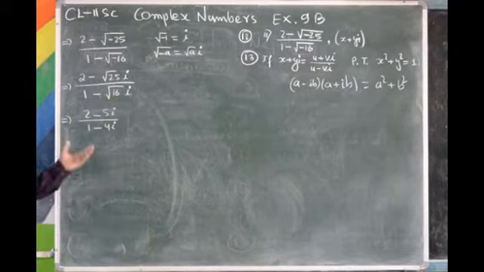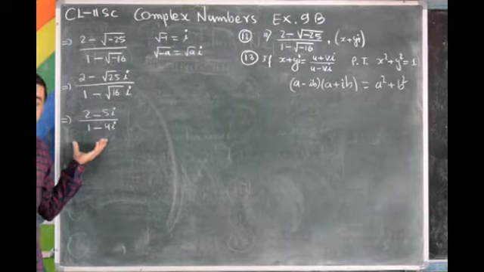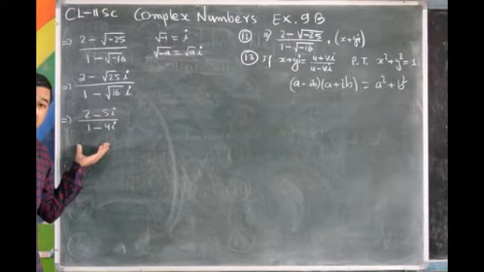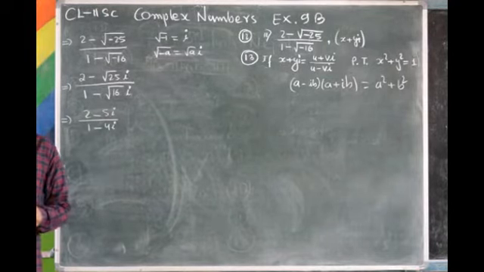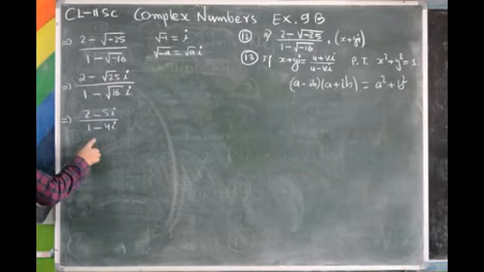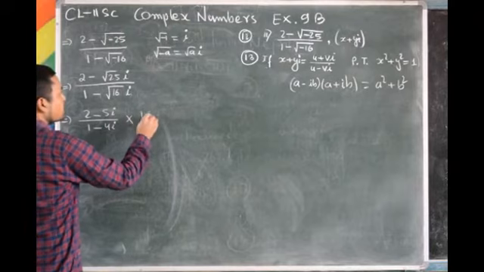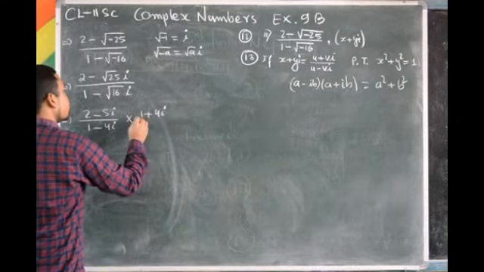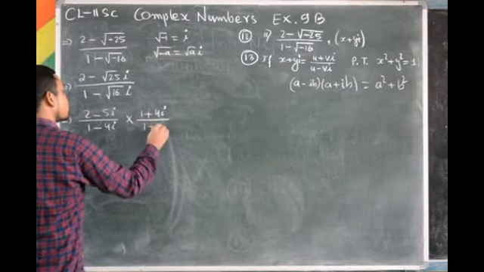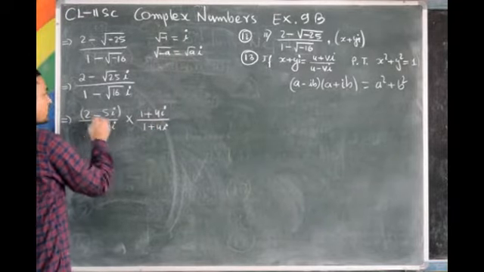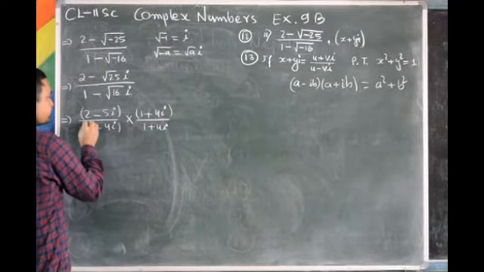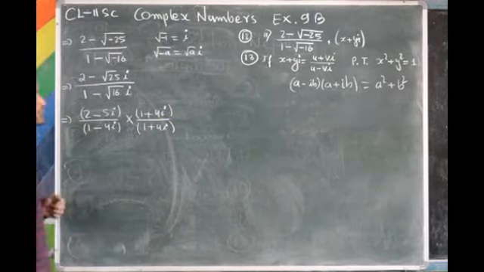If there is a complex form at the denominator, please remove it by rationalizing. Let's do the rationalization of the denominator: multiply by 1 plus 4i divided by 1 plus 4i. Let's get the product of the numerator.